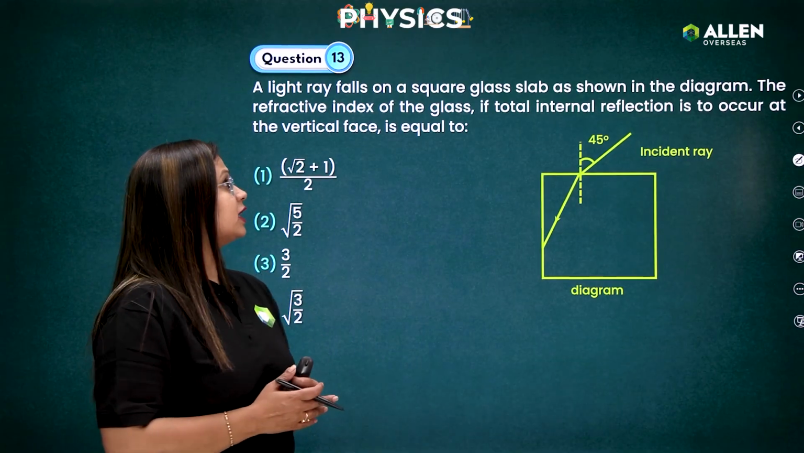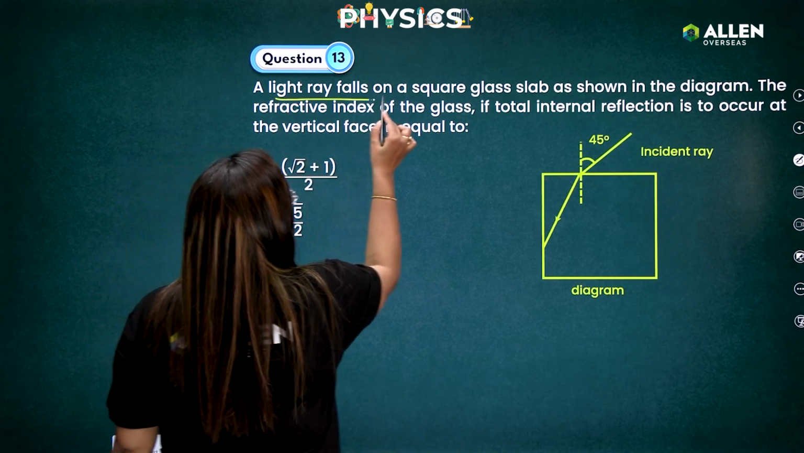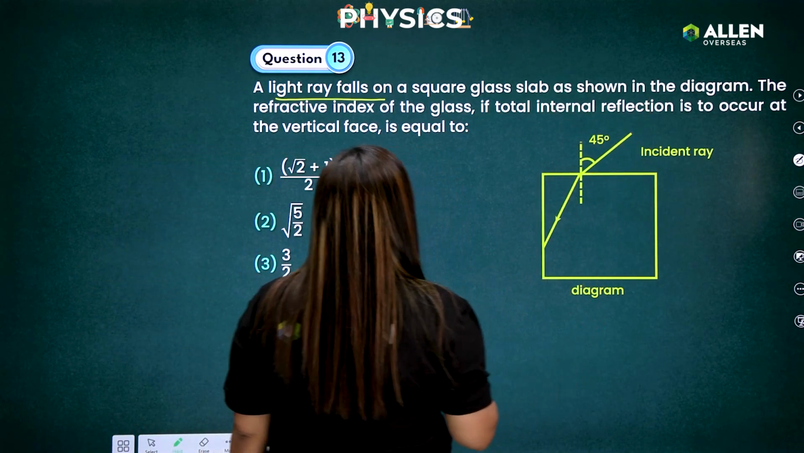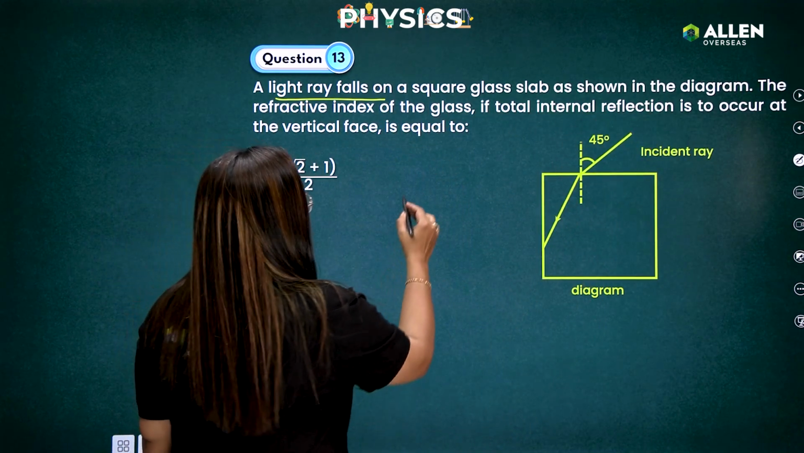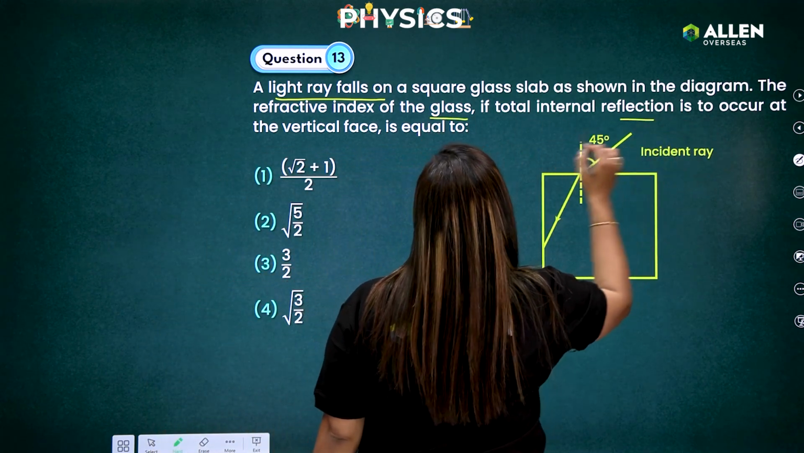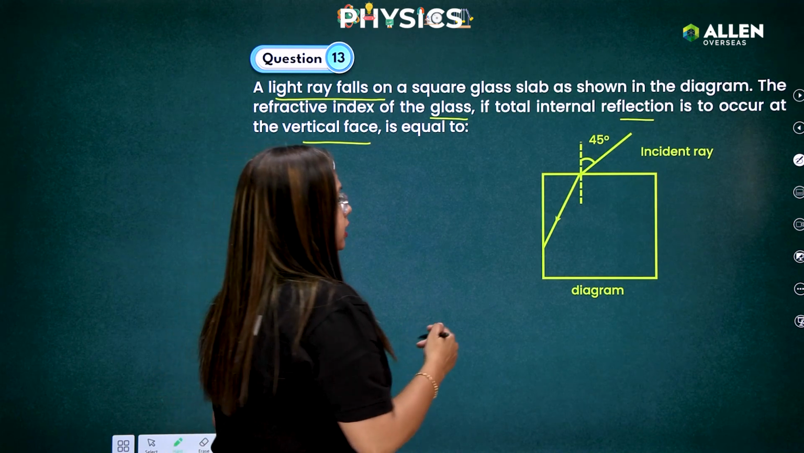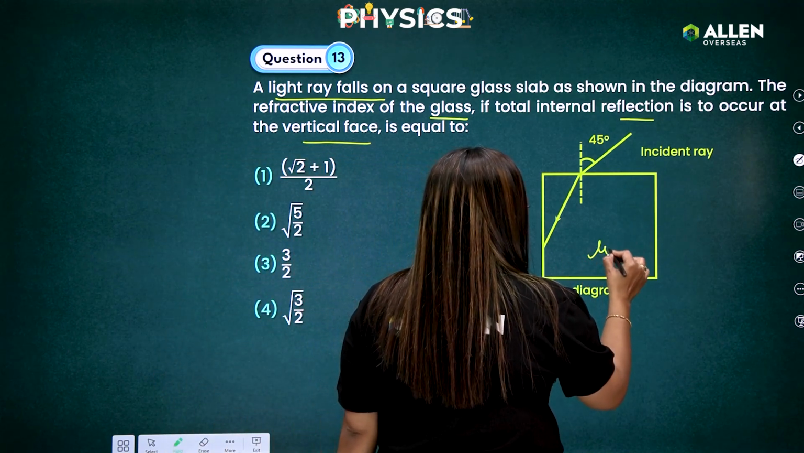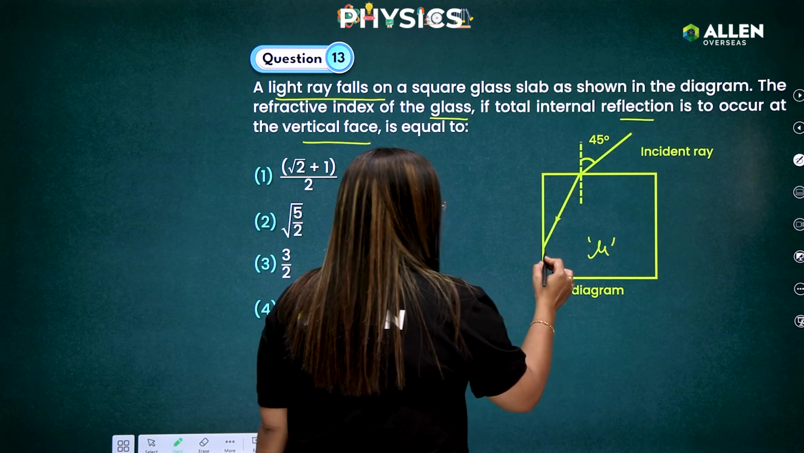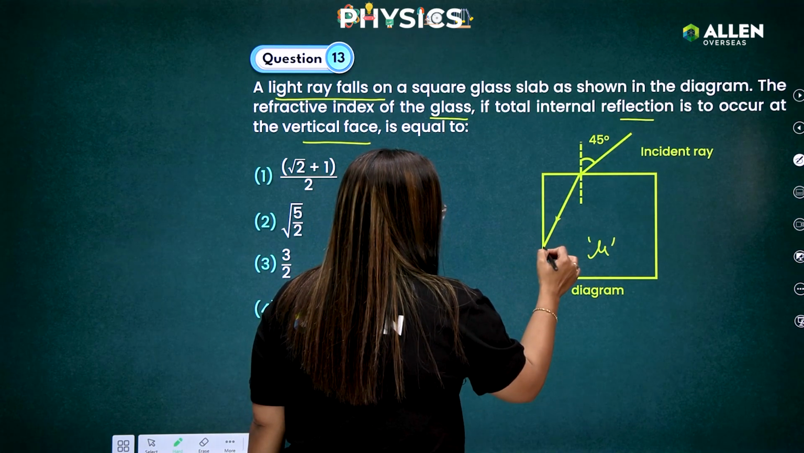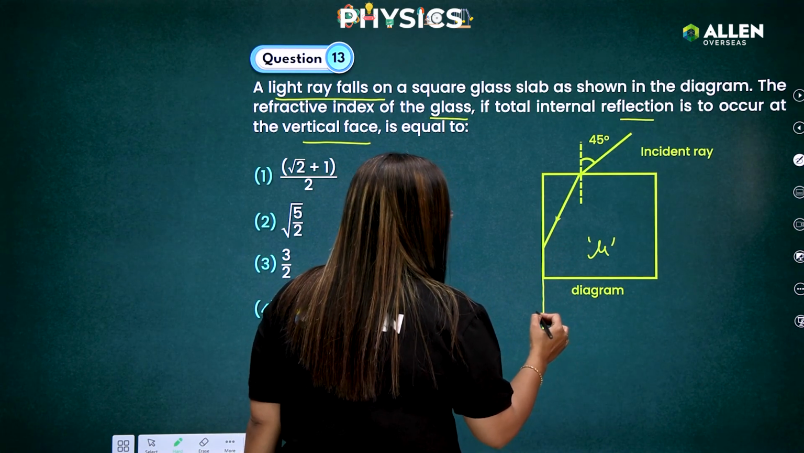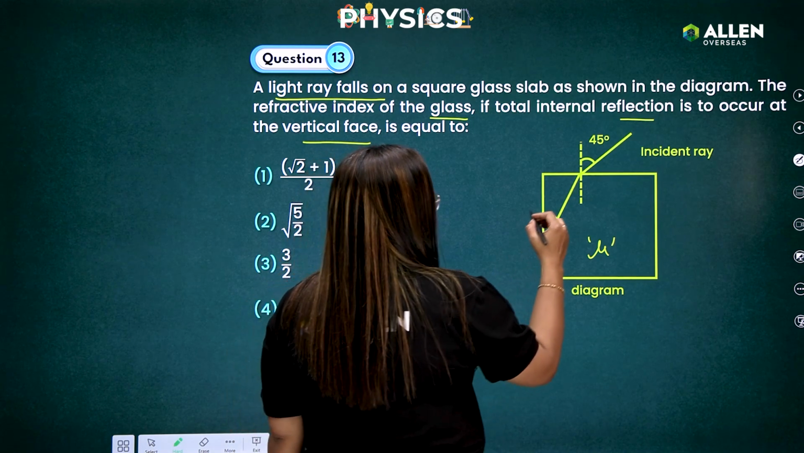In this question, it has been given that a light ray falls on a square glass slab as shown in the diagram. We have to find out the refractive index of the glass if total internal reflection is to occur at the vertical face. You can see in this diagram, we are required to find the refractive index of this glass slab in such a way that at this face the TIR, or total internal reflection, has to take place. Let us take an example.